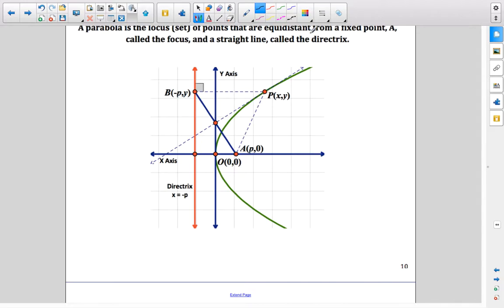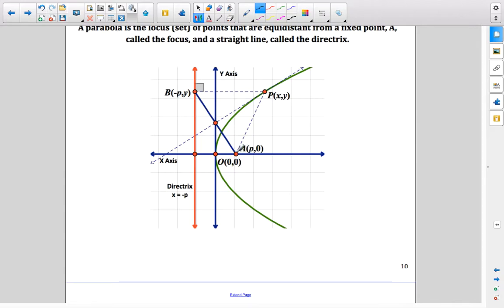Sometimes we have a parabola that opens sideways, either to the left or to the right, and this one opens up to the right. And I see that our focus is right here, P0. We're using P for the distance. So P0 is right here, and yes, it's in the center of the parabola.